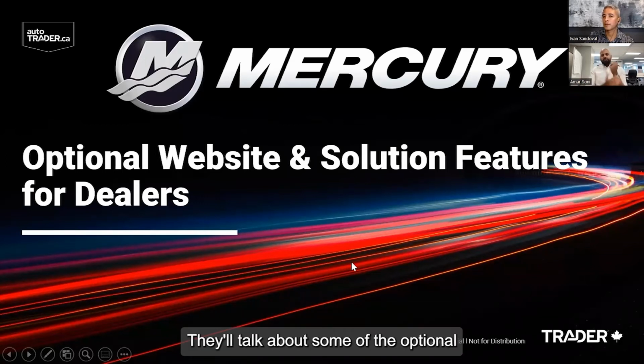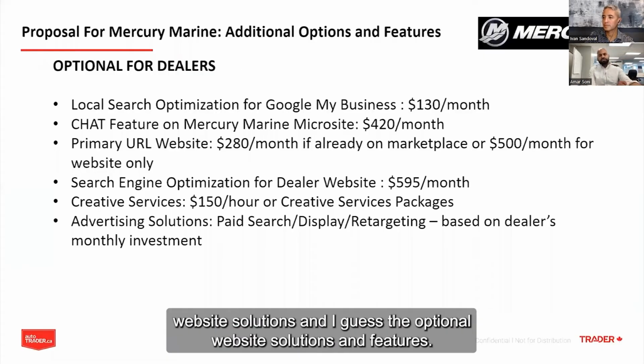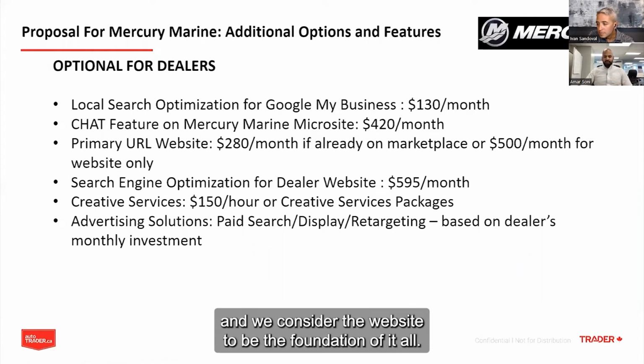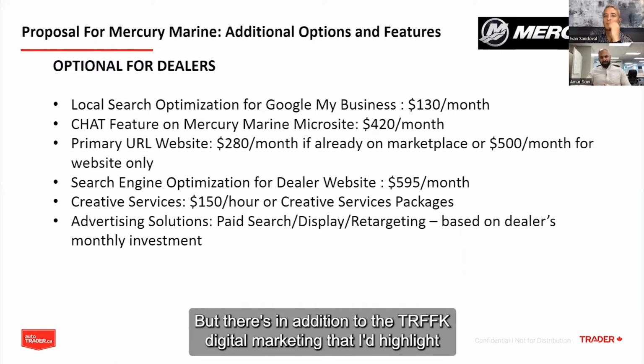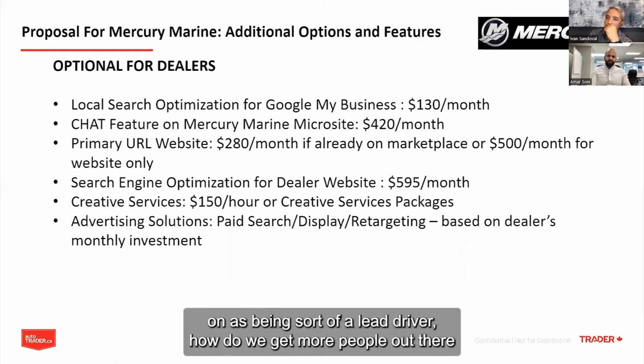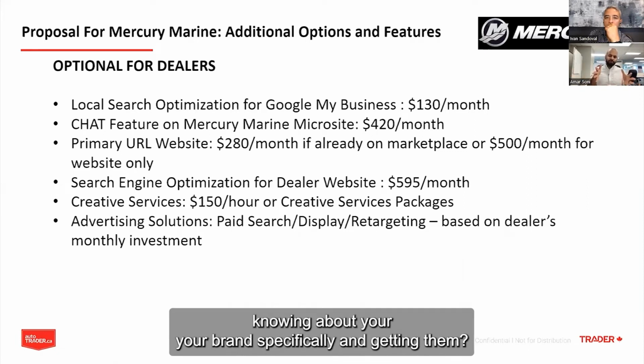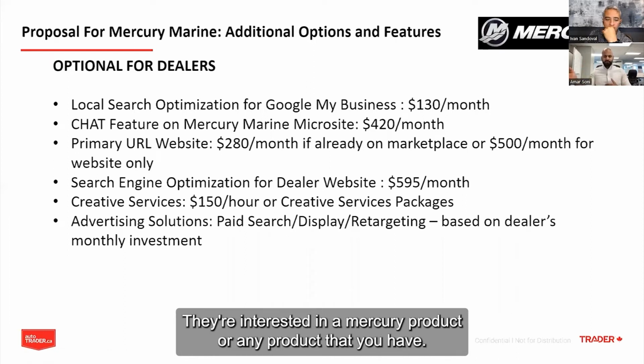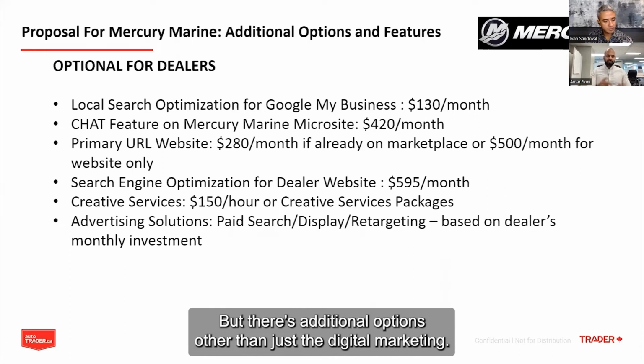Now let's talk about the optional website solutions and features. There's a lot that you can do, and we consider the website to be the foundation of it all. But in addition, I'd highlight and put a big emphasis on traffic digital marketing as a lead driver. How do we get more people knowing about your brand specifically, interested in a Mercury product or any product that you have, and get them to your site? But there are additional options other than just digital marketing.